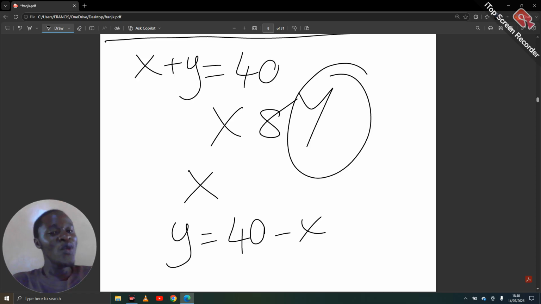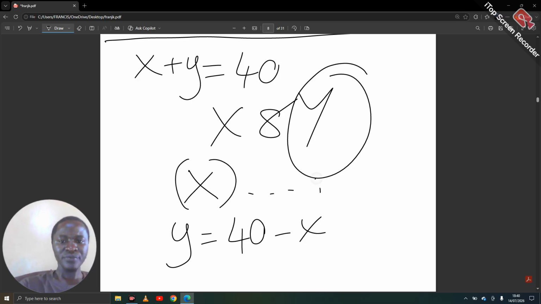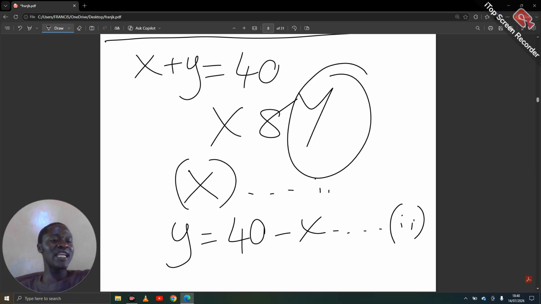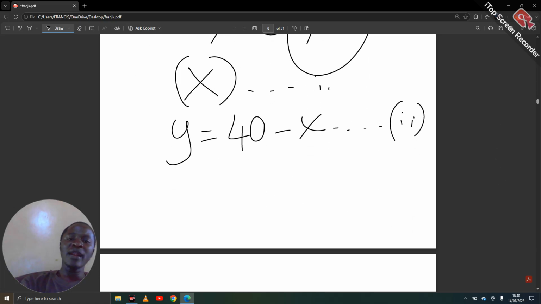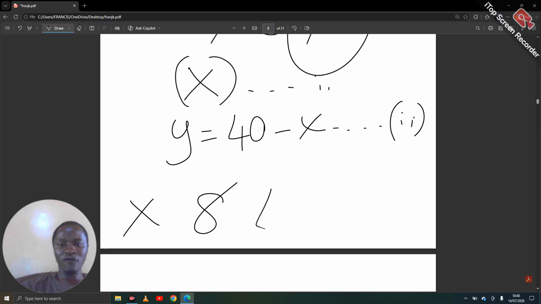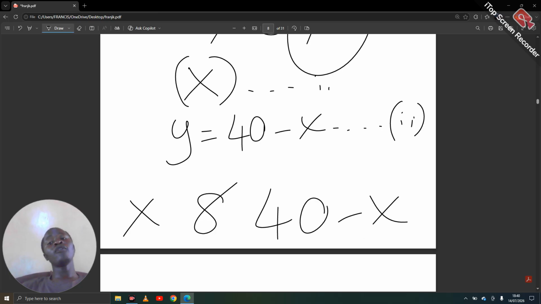Very much easy. So we are having two numbers. We are having this number, the first one. Then we are having this, the second number. But remember now, the second number is in terms of x. Now it is not y. It is in terms of x. Now we are having x and 40 minus x. Now 40 minus x, in this case, it is just the same as y. But remember, the examiner does not want us to use y.